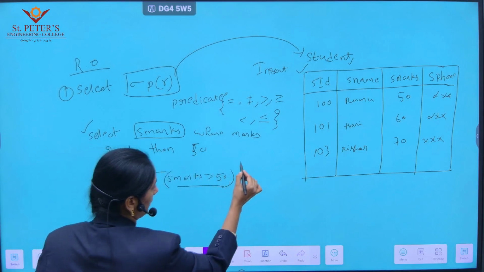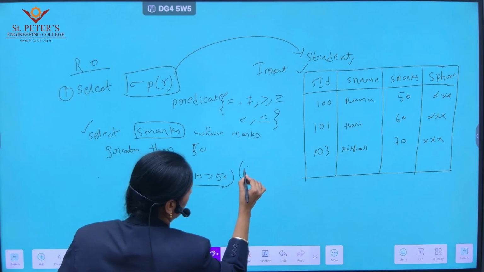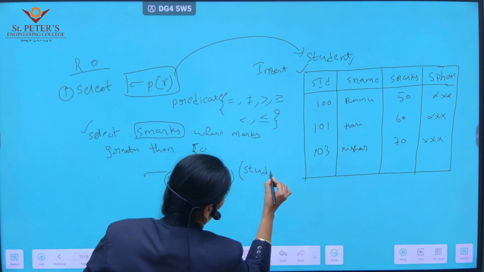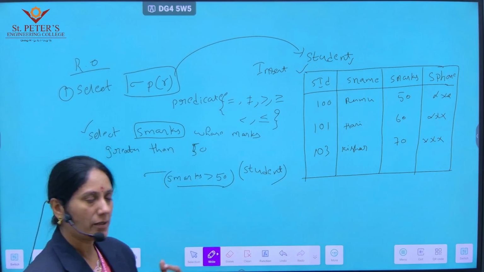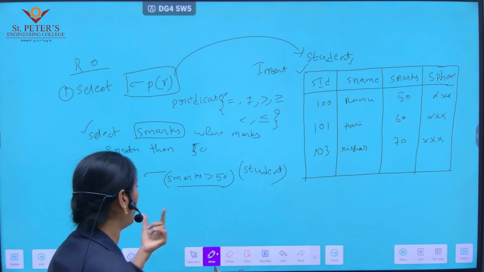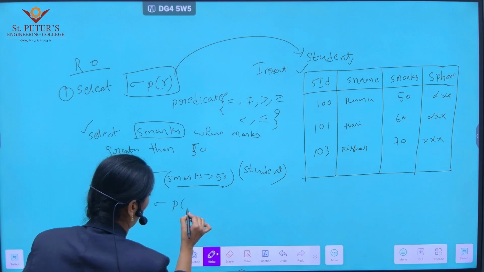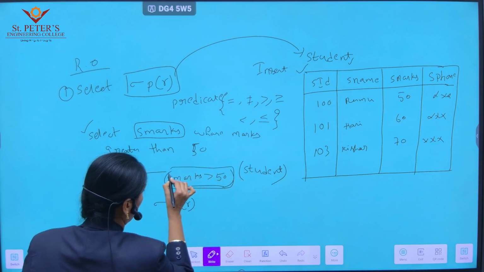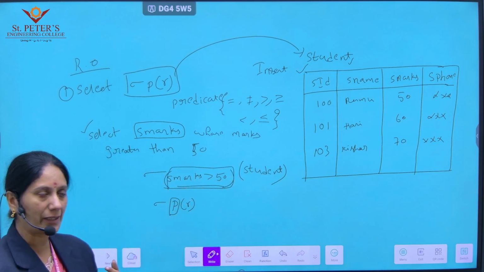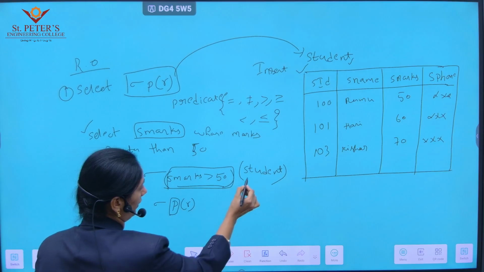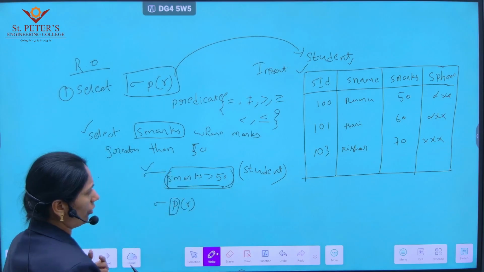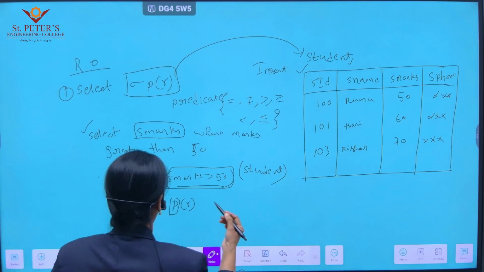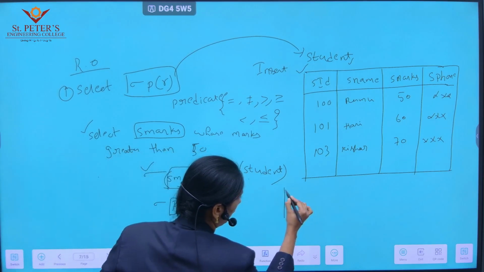Predicate is relational. My relational name is called student relation. Sigma P of R. P is nothing but the predicate. Here the predicate is nothing but marks greater than 50. R stands for relation. After we execute the statement, the output is called the output only.